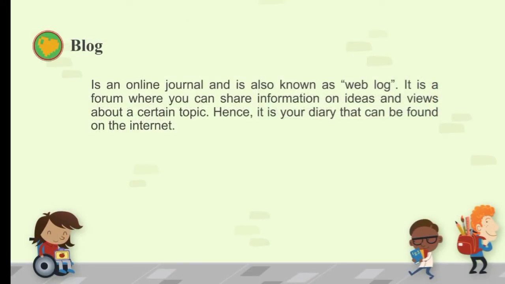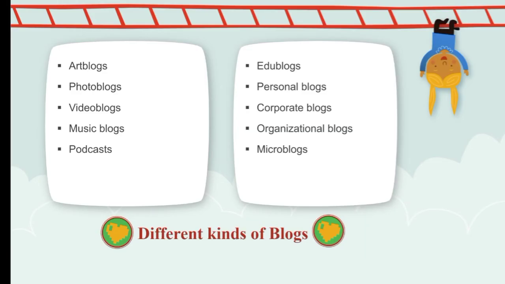Another type is blog. Blog is an online journal and is also known as weblog. It is a forum where you can share information, ideas and views about a certain topic. Hence, it is your diary that can be found on the internet. There are different kinds of blogs. These are art blogs, photo blogs, video blogs, music blogs, podcasts, edu blogs, personal blogs, corporate blogs, organizational blogs, and microblogs.